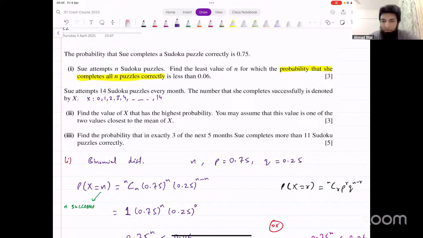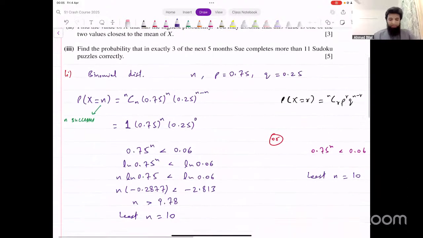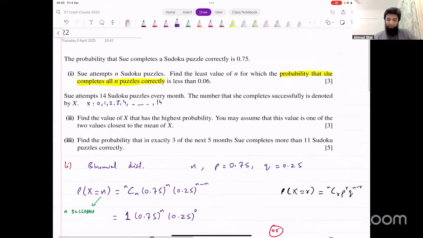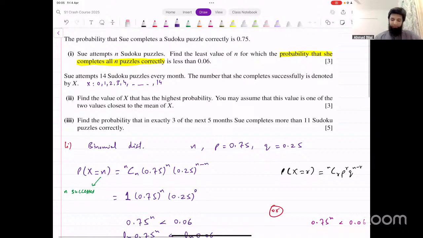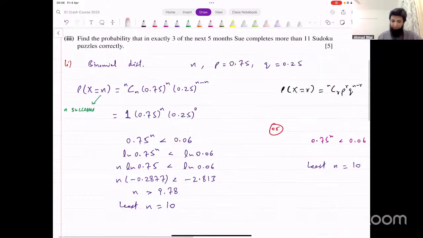Okay. Part 3, it says find the probability that in exactly 3 of the next 5 months, Sue completes more than 11 puzzles correctly. Now, what is it that we're looking for? Look at the big picture first. We are talking about 5 months. In 5 months, we want that in 3 of them, she solves more than 11 puzzles correctly. Okay, let's write that down here.